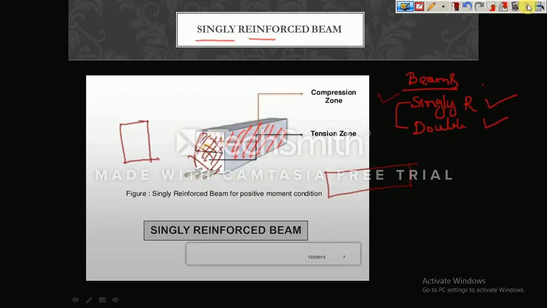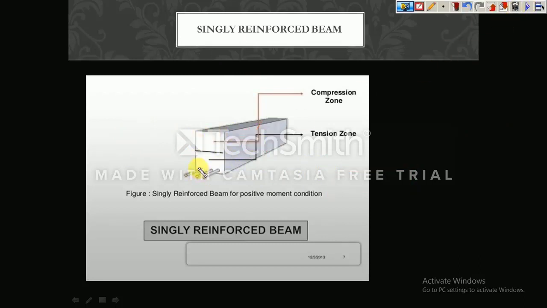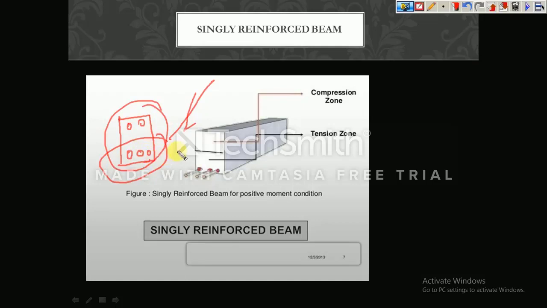Okay, I'll just rub these things. See here, in the bottom you are seeing steel, right? Okay, so I'll just write a cross section here. If we are providing the steel only in the bottom region, then it is called a singly reinforced section. If you are providing steel in the bottom region as well as in the top region, then it is called a doubly reinforced section. So in this 3D figure we can see the steel provided only in the bottom section, but at the top there is no steel. So this is called a singly reinforced beam. Tension zone and compression zone, I'll explain further.